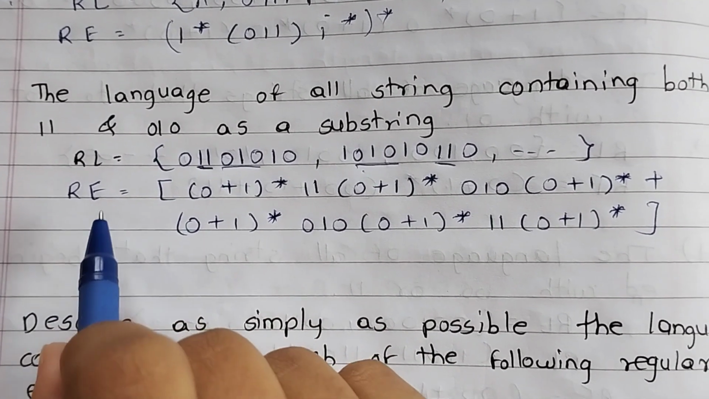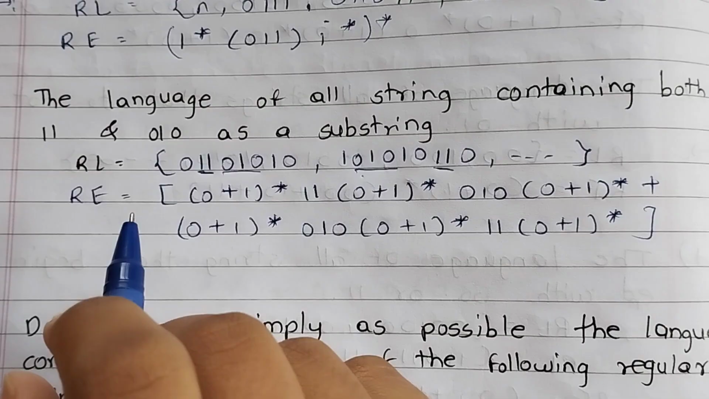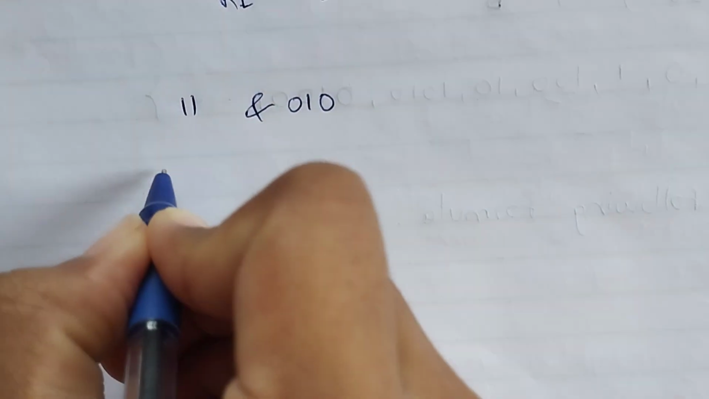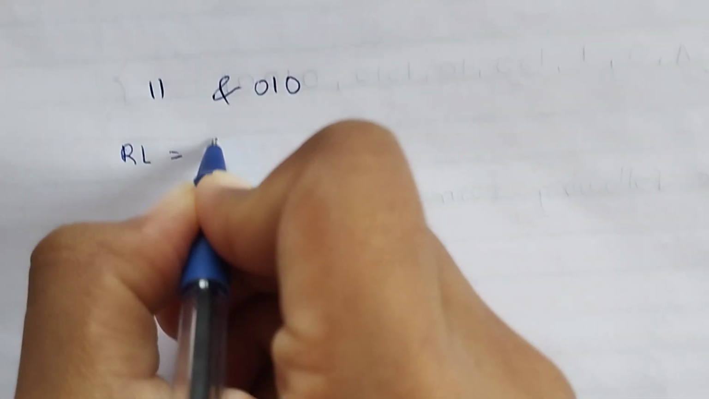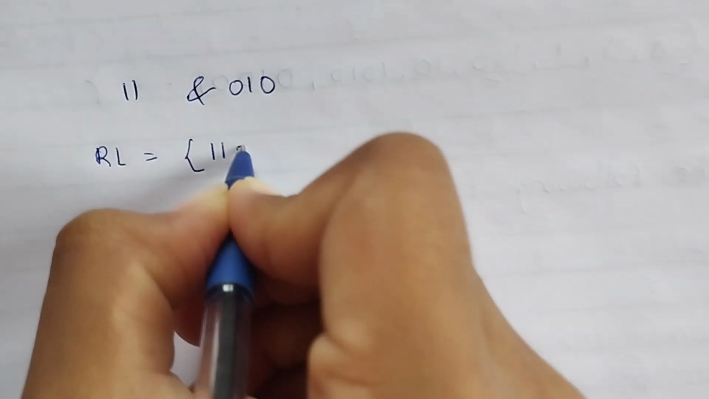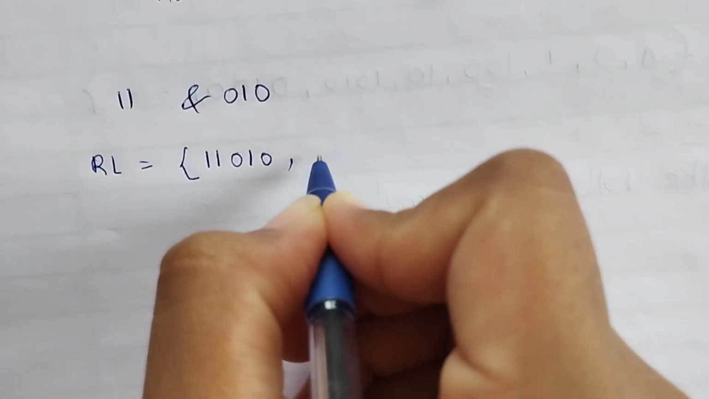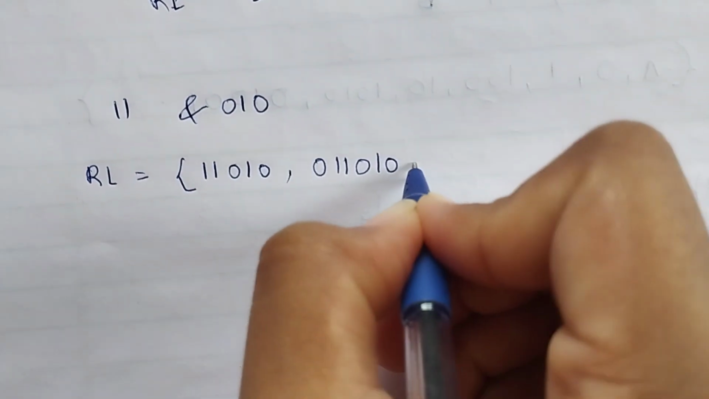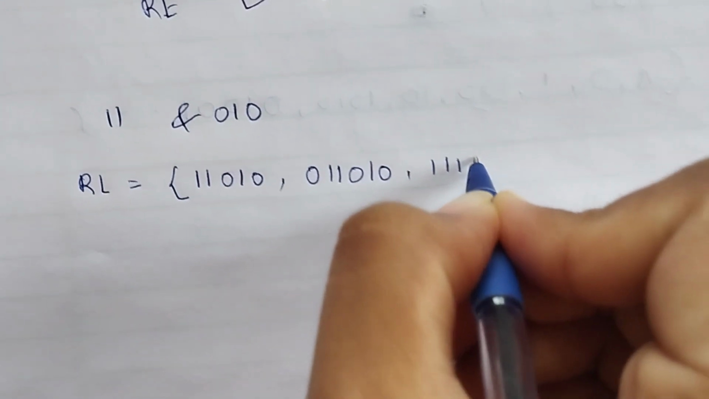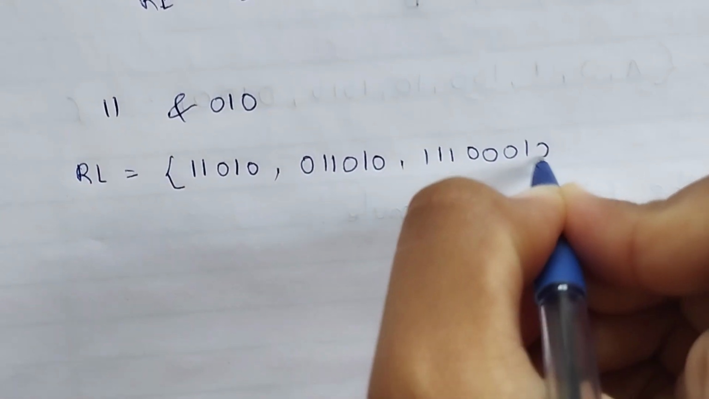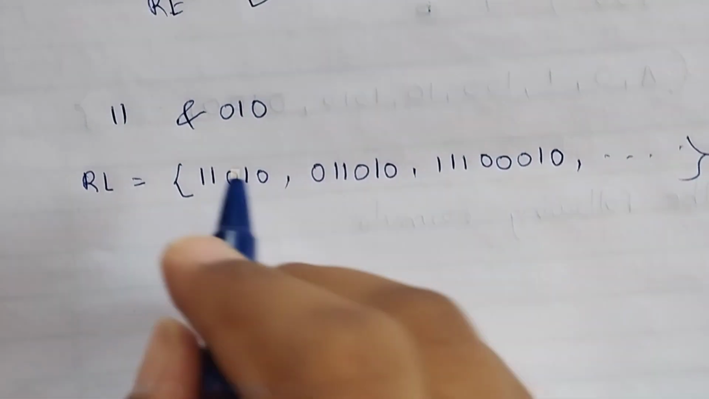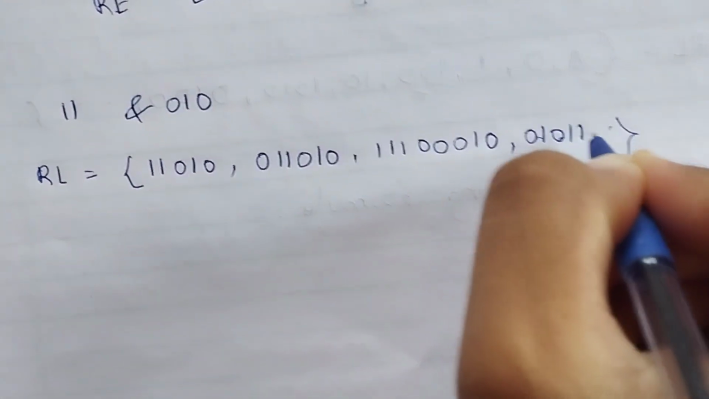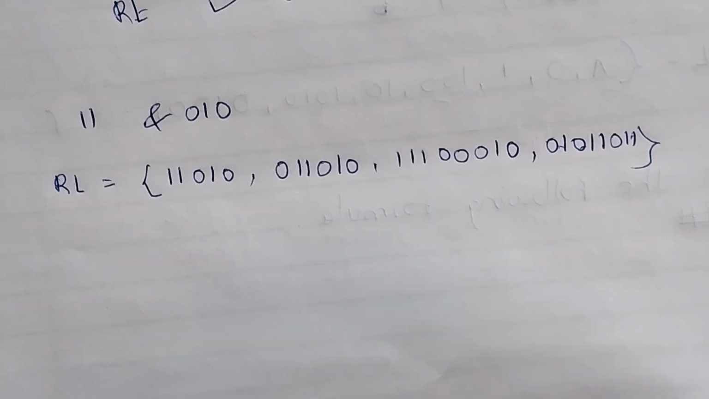So for that we write a regular expression. How do we write it? I will teach you. The string always contains 1 1 and 0 1 0. So we first write the regular language. This can simply be 1 1 0 1 0, then 0 1 1 0 1 0, or 1 1 1 0 0 0 1 0, any combination, but this part is compulsory. Or say 0 1 0 1 1 0 1 1.